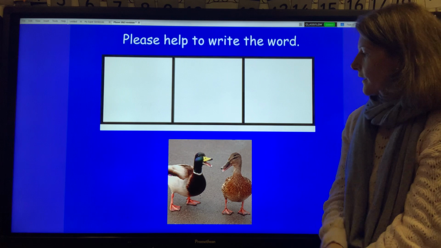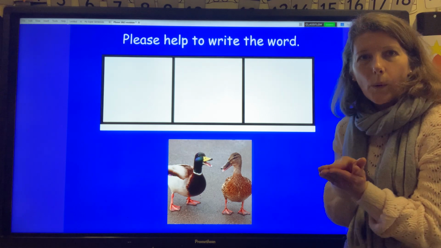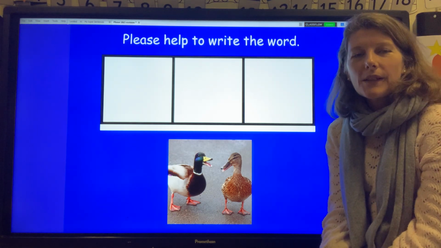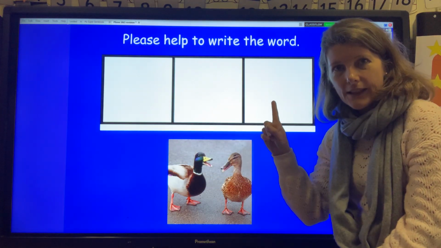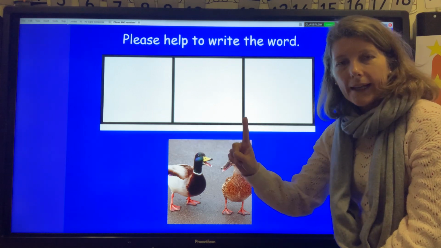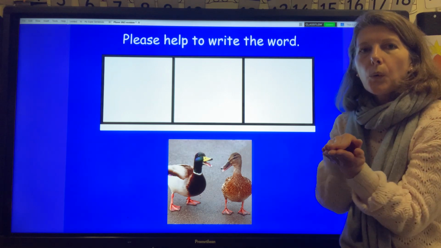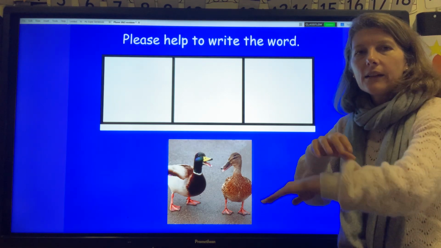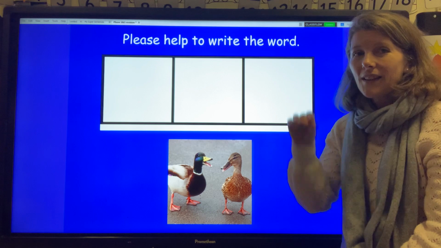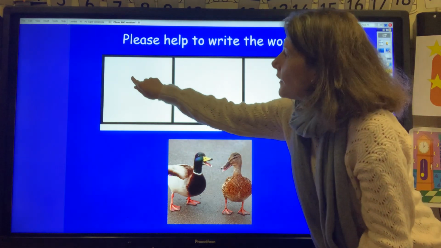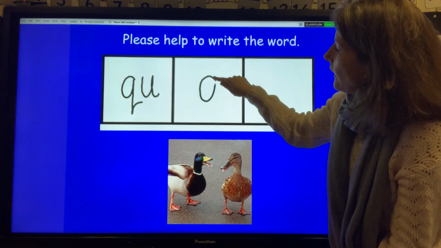Okay. And the last one, here's some ducks talking to each other. How do ducks talk? Quack, quack, quack, quack. So the word we're going to write is quack, which has a digraph at the beginning and a digraph at the end. Quack. So, qu, a, k, quack. Remember it's a digraph, k. Give it a try. Qu, a, k.